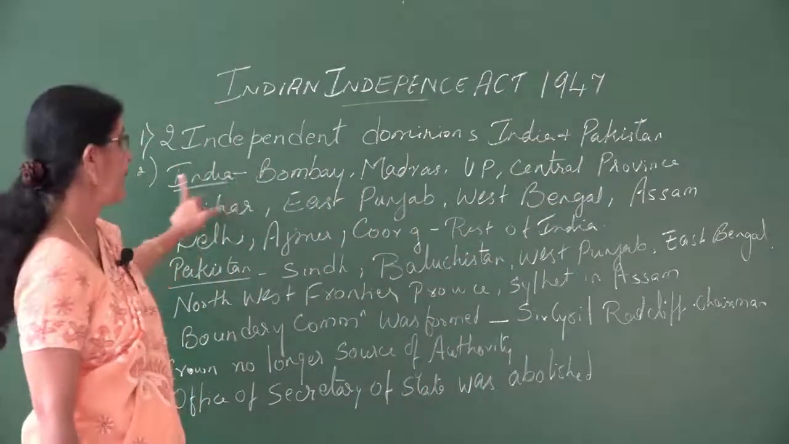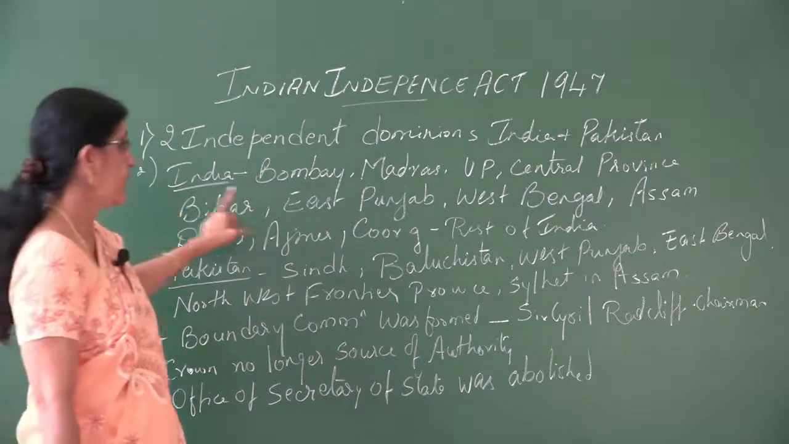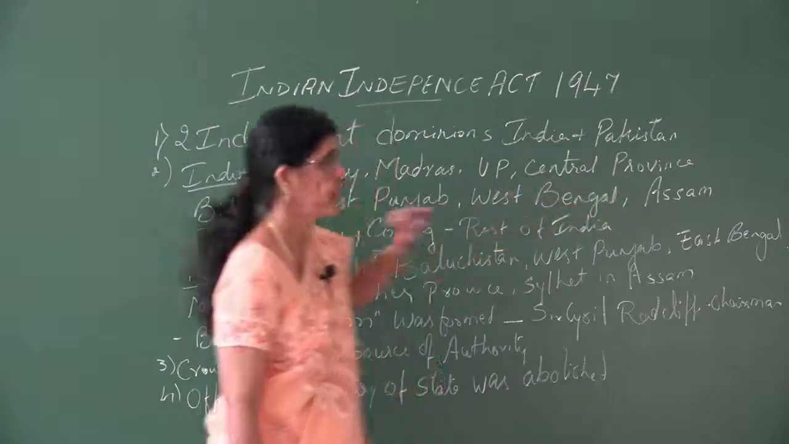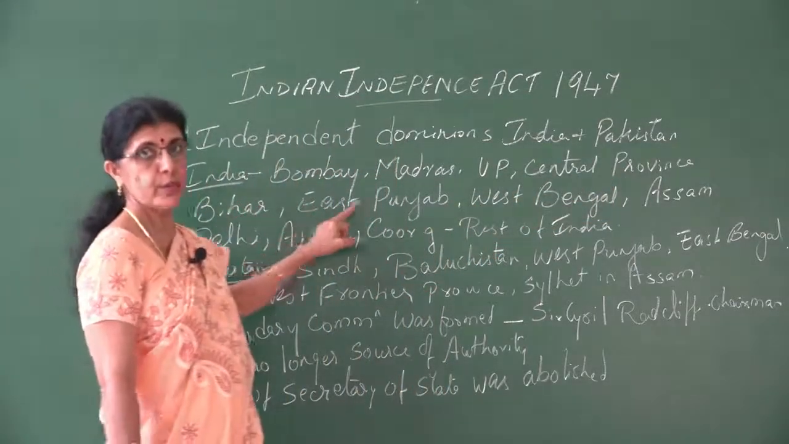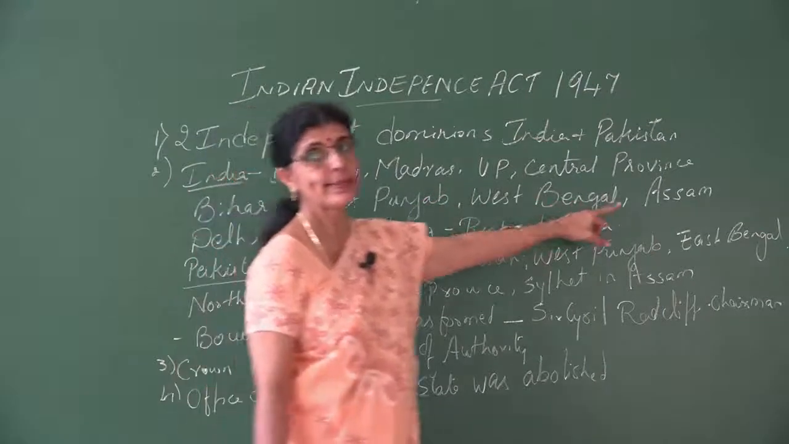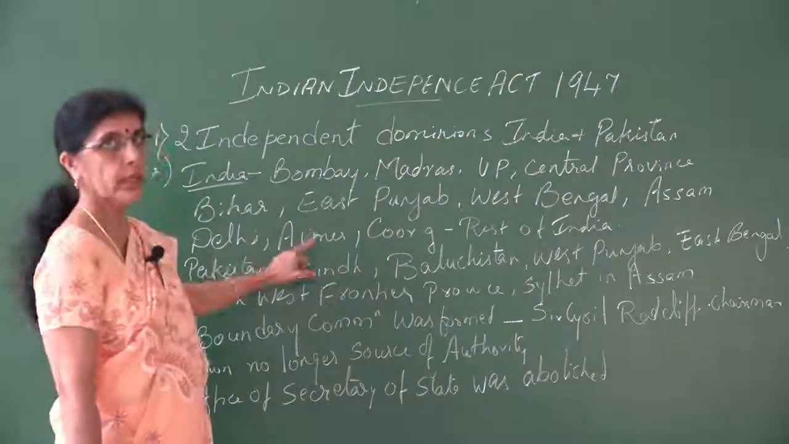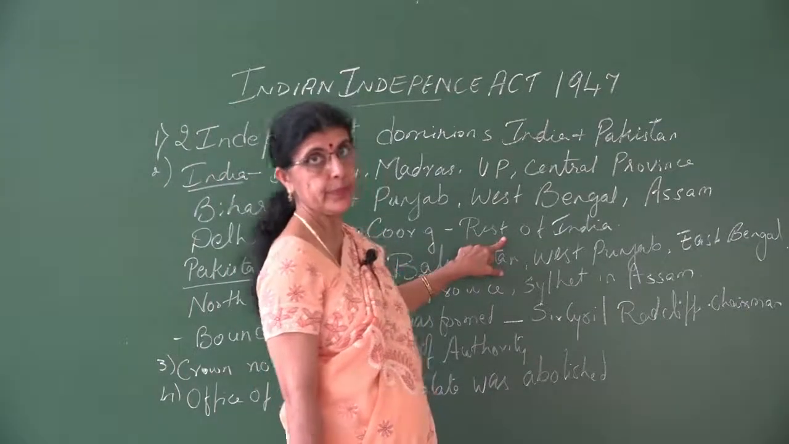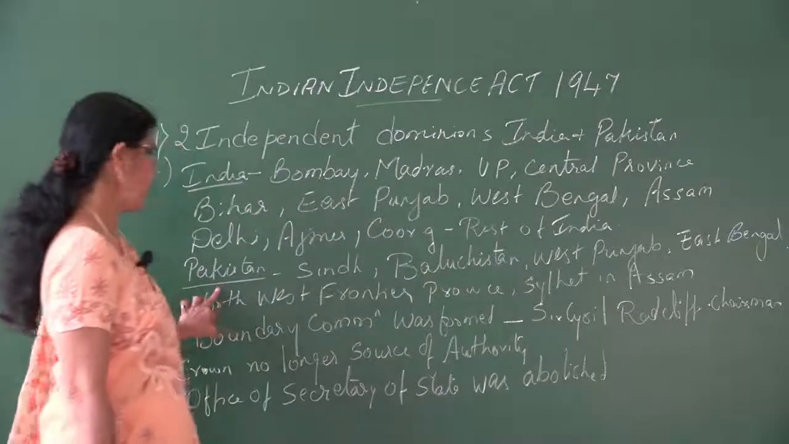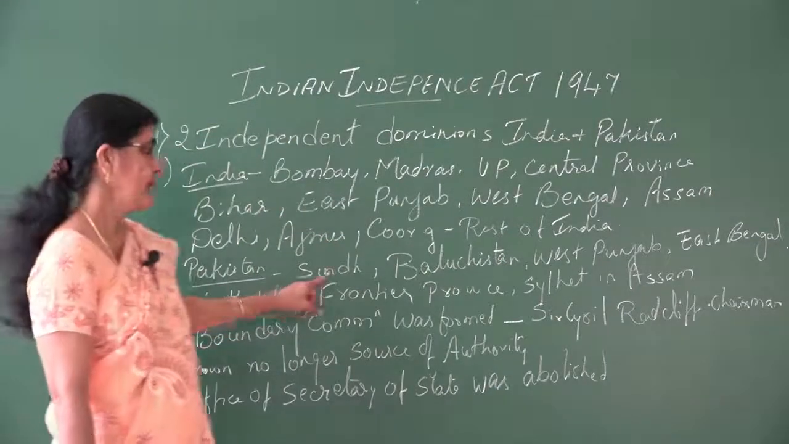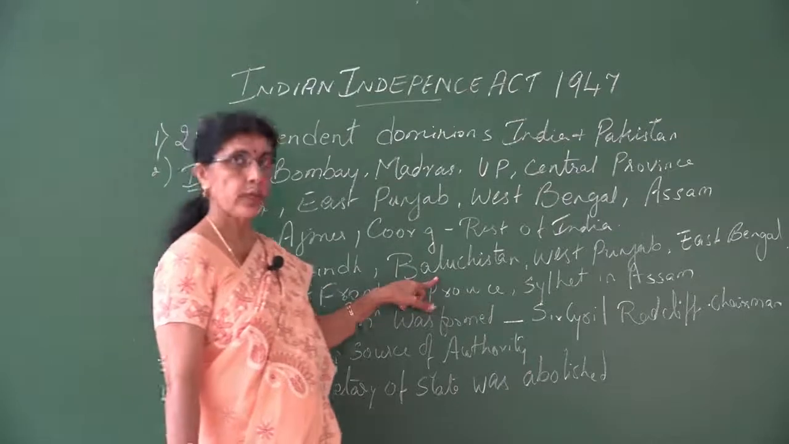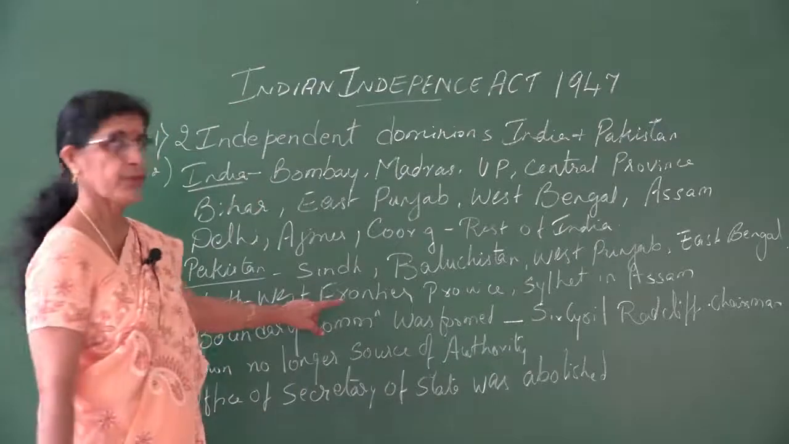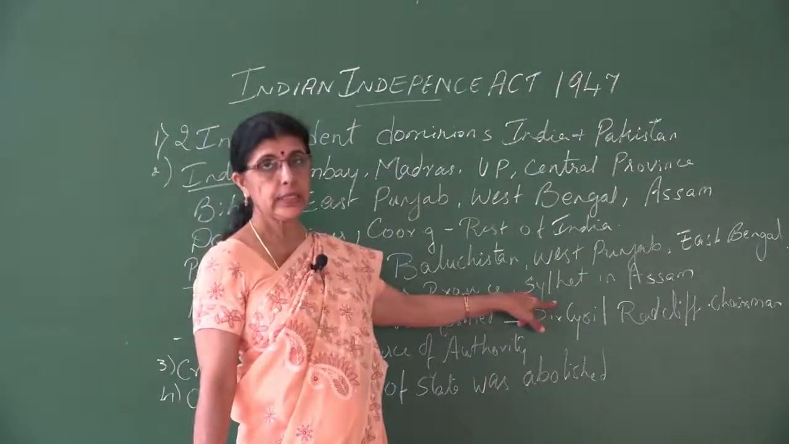Here they said India shall have the following territories: Bombay, Madras, Uttar Pradesh, Central Province, Bihar, East Punjab, West Bengal, Assam, Delhi, Ajmer and Coorg, and all the other states of India, except those few states which have gone to Pakistan, that is Sindh, Balochistan, West Punjab, East Bengal, Northwest Frontier Province, and Sylhet in Assam.